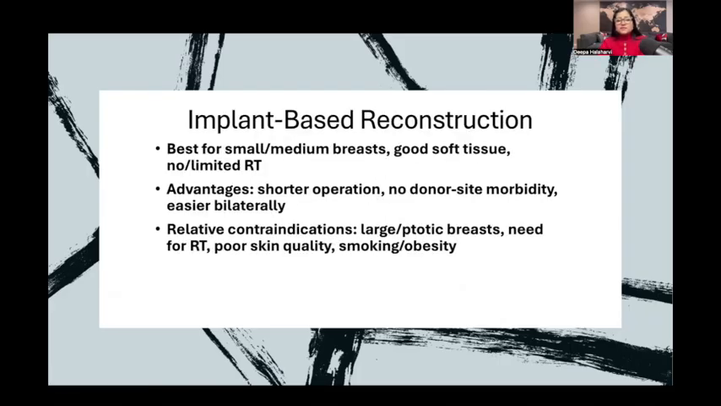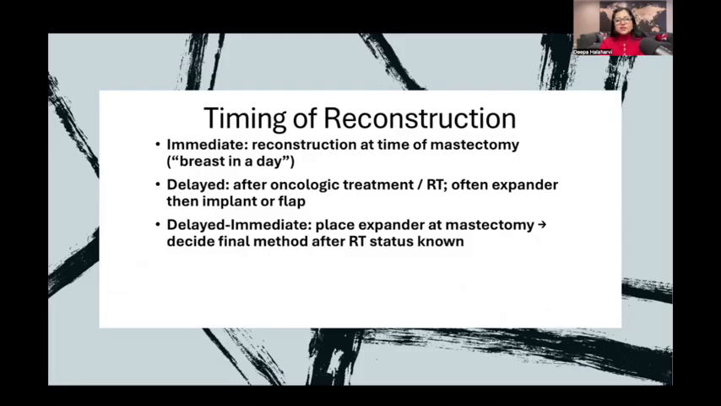number of different things. Implant-based reconstruction is really good for small-breasted women. Shorter operation, no donor site morbidity, easier. Relative contraindications if they have large, ptotic breasts, but anymore we can perform this for many people. The bigger contraindication is really smoking, obesity, BMI of over 38. They really don't want to do any type of reconstruction.